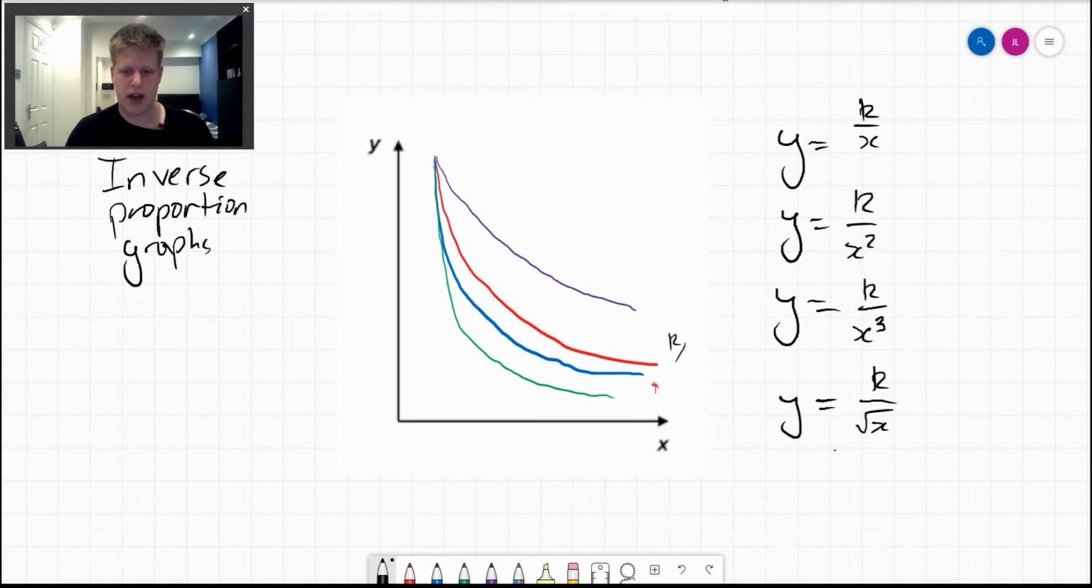You've got k over x here, you've got k over root x here, you've got k over x squared here, and k over x cubed here. And that's it for recognising inverse proportion graphs. In questions, they like to ask you to sketch the relationship on a curve between two variables, so you do need to know what they all look like. Okay?